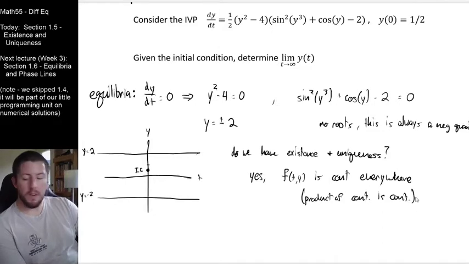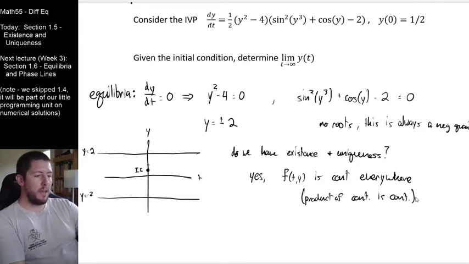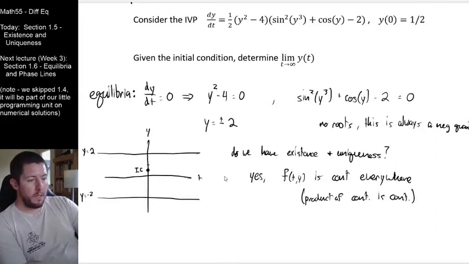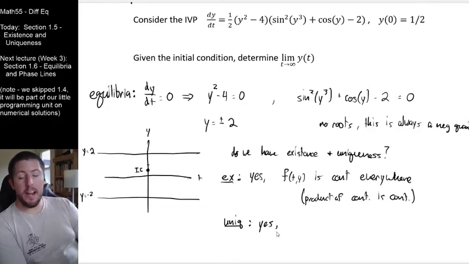Product of two continuous functions is going to be continuous over at least their smallest subdomain. Both these are continuous over the whole real numbers, so their product is going to be. And I should say that was for existence. For uniqueness, I'm also going to kind of generically right now say yes.